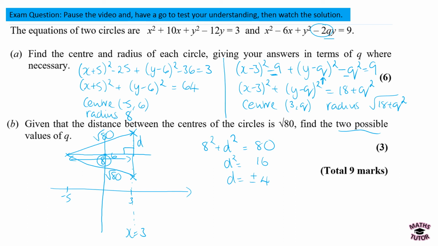Now, how high up are we? Because this is the coordinate minus 5, 6, then this is the point here, 3, 6. And we know we've got to go 4 above or 4 below in order to make the distance between the centres root 80. So q is going to have to be those points where we've got the centre either 4 points above 3, 6 or 4 points below. So q will have to be 6 plus 4, 10, or q will have to be 6 minus 4, 2.